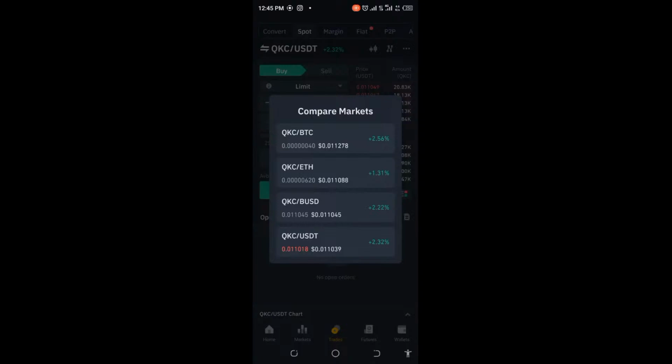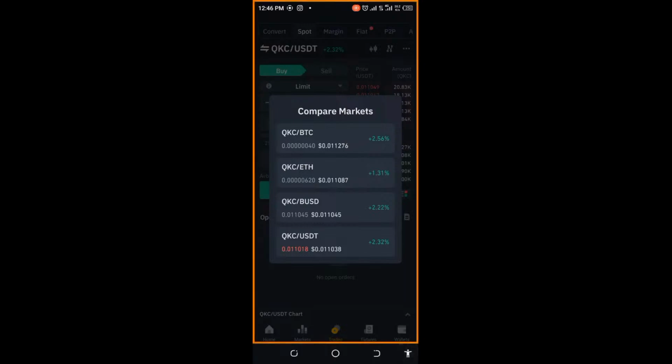Today, we're going to be having another episode of Triangular Arbitrage. So today we're going to be having QKC BTC, QKC USDT, and then of course we're going to see whether this is going to work.